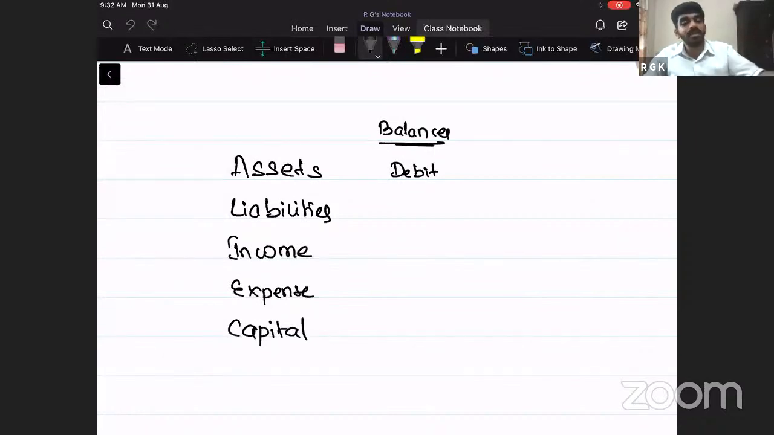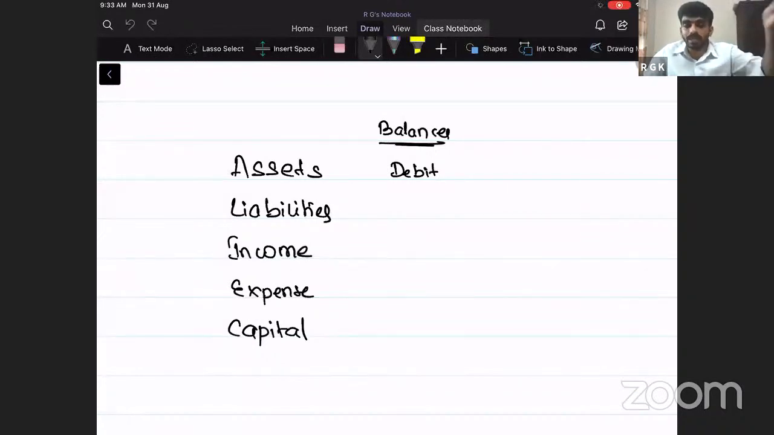If you have money in your bank account, that is an asset for you. That is always called debit balance. If you have stock in your godown, that stock is your asset. That will always have which balance? Debit balance.